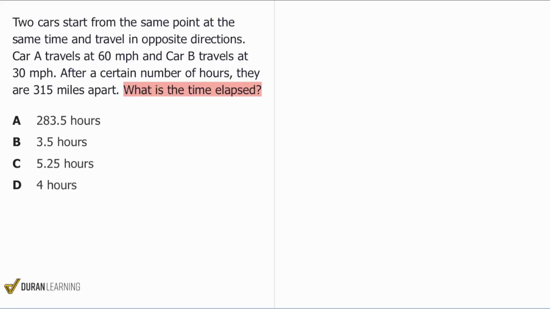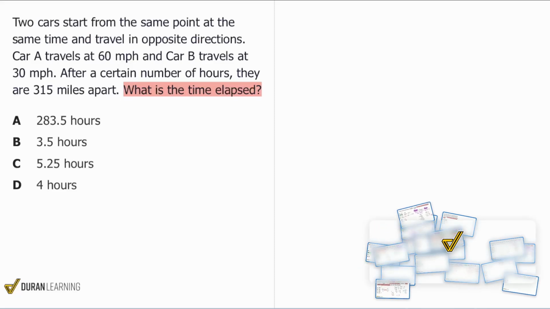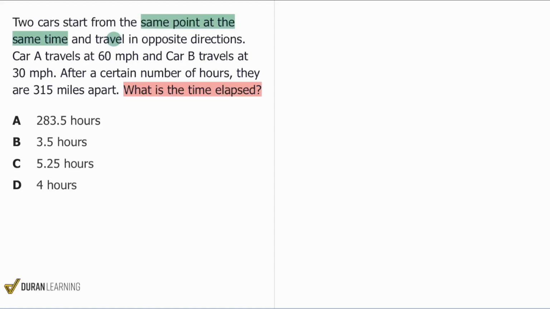When we take a look, it says two cars start from the same point at the same time and travel in opposite directions. So before we even continue, everybody, what does history tell you in terms of your personal experience, the notes you've taken, when we talk about two objects that are moving from the same point and same time, and they're going in opposite directions? What have we typically done with the elements of those objects? What have we typically done with those rates or distances? Yeah, we've typically added them together.